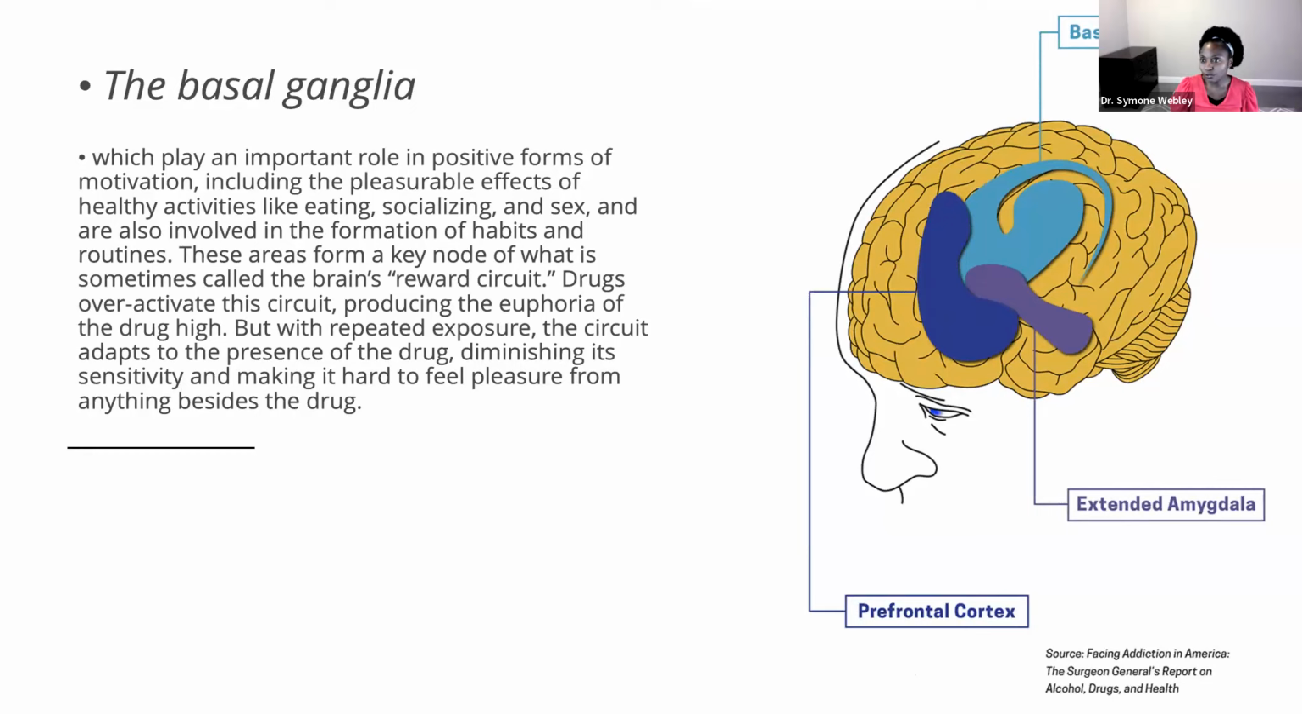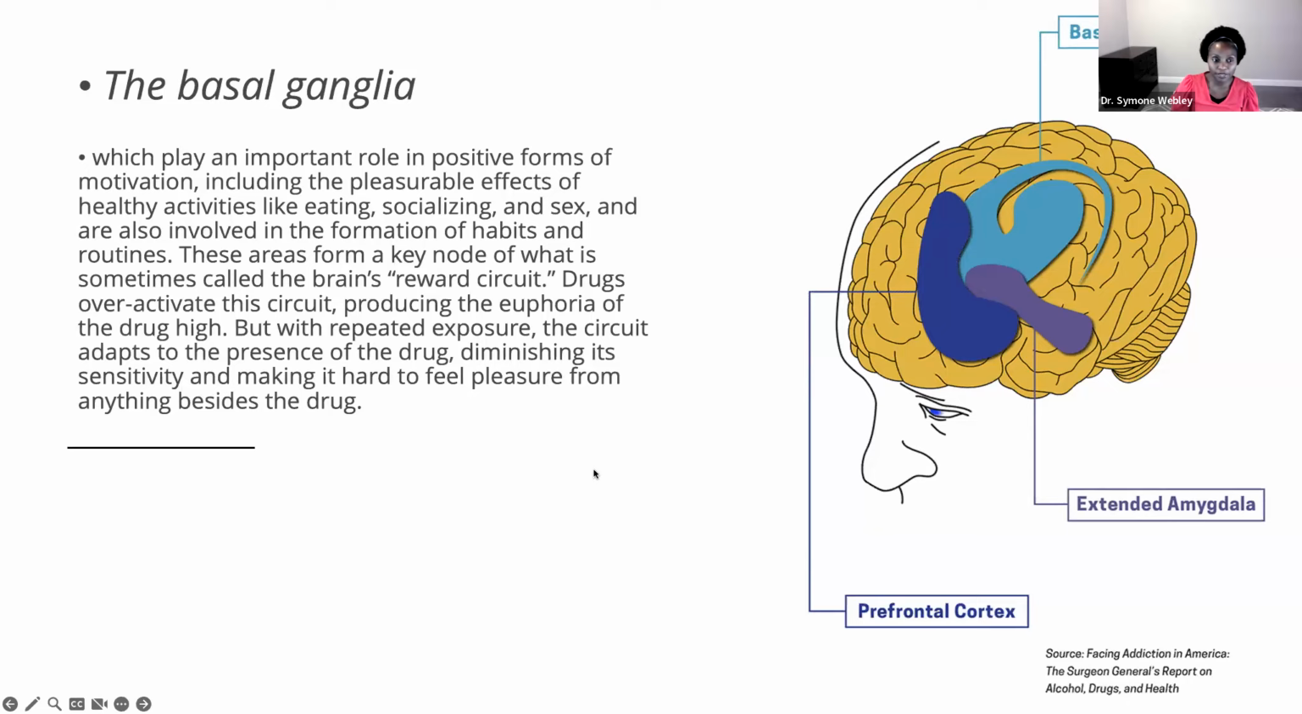So if you're trying to start exercising on a regular basis, and you find that exercising is fun, this is the part of the brain that will help you to form that habit of exercising. So these are areas that form a key node of what is sometimes called the brain's reward center. So when you have a piece of cake or a piece of chocolate or something that's really nice, your brain tells your body that this is something that feels good, this is something that I like, and I want you to remember it. So this is the portion of the brain that causes those feelings to be ingrained and have you want to do those things again and again.